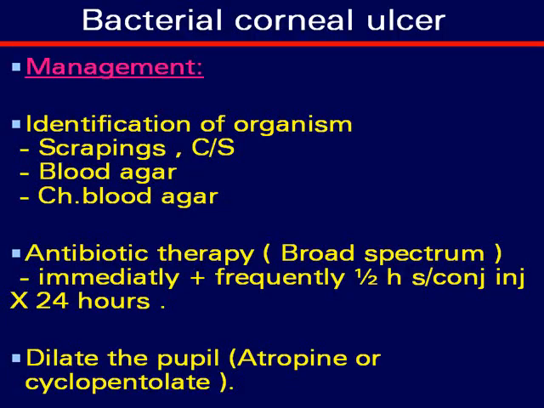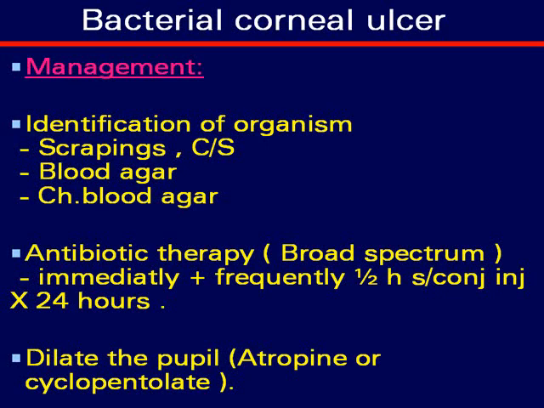So, if we want to speak about management generally, these are general guidelines. If you have a patient with corneal ulcer, what are the things that you have to do? The first thing is to identify the causative organism. You identify the organism either by scraping and sending to the lab for culture and sensitivity. You put the scrapings in blood agar or chocolate agar. Nowadays we also do corneal biopsy to identify the causative organism.